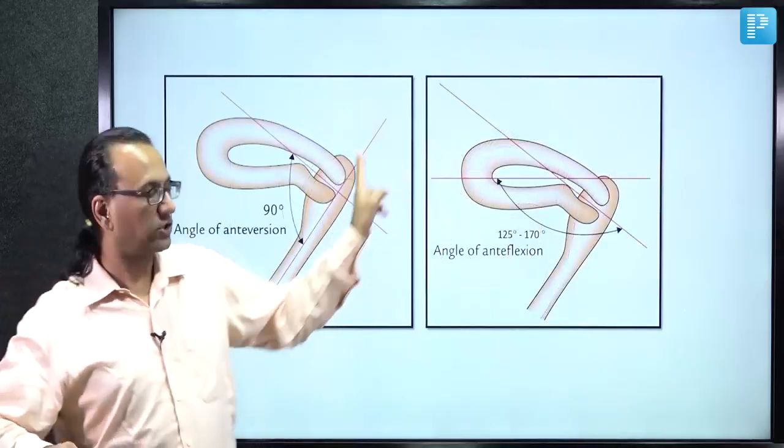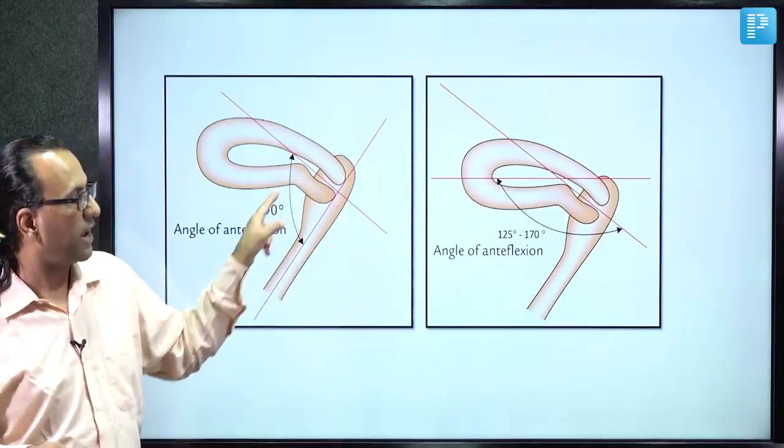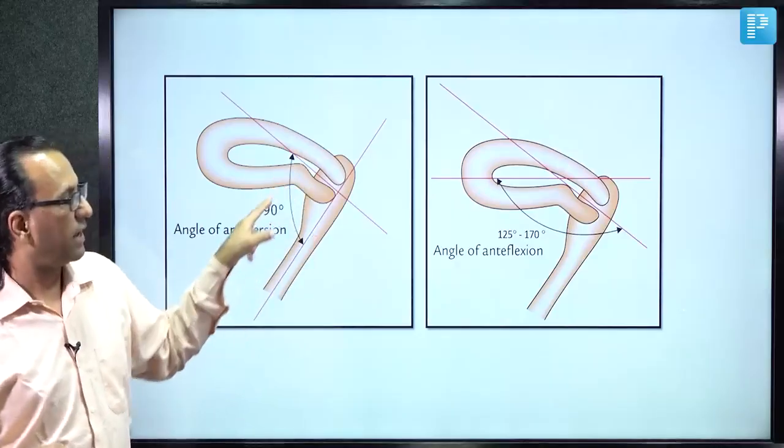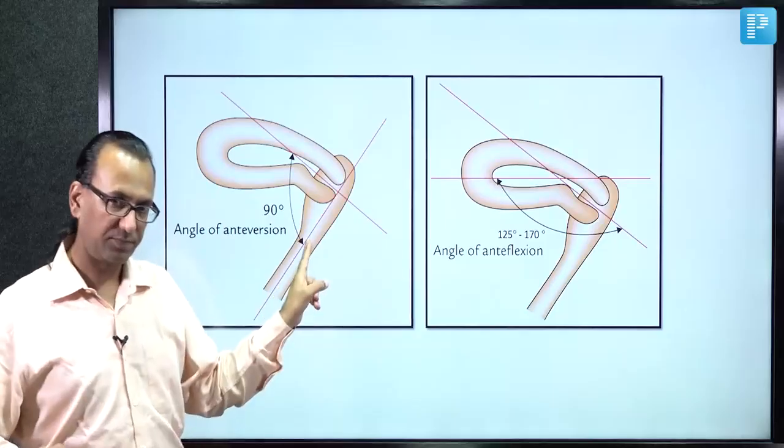As you see, this is the long axis of the vagina, this is the long axis of the cervix, and between them you have 90-degree angulation. This is called the angle of anteversion. V for version, V for the vagina.